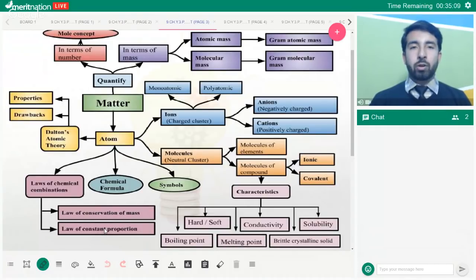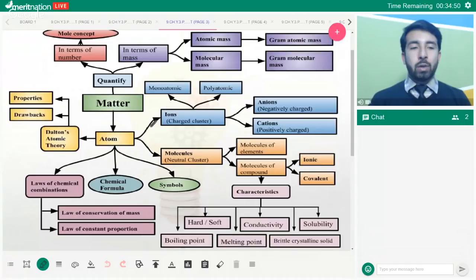Also, the law of constant proportion states that in a compound, when the atoms of different elements combine, they combine in a fixed ratio by mass. That is your law of constant proportion. Now, these atoms are represented by various symbols and chemical formulas.